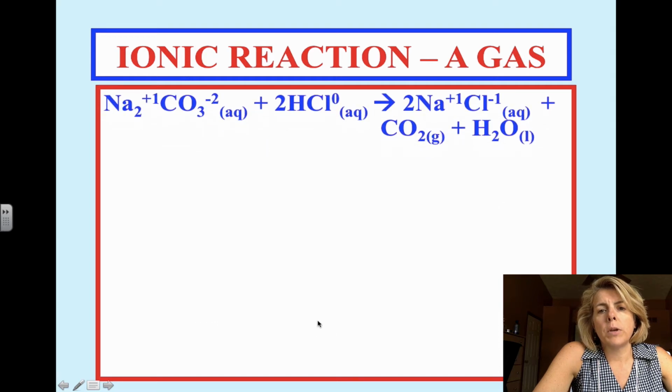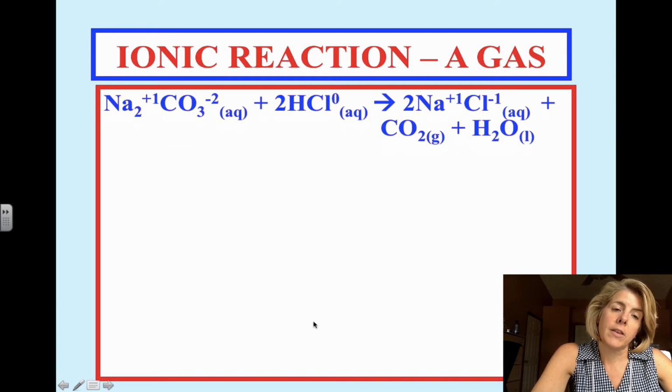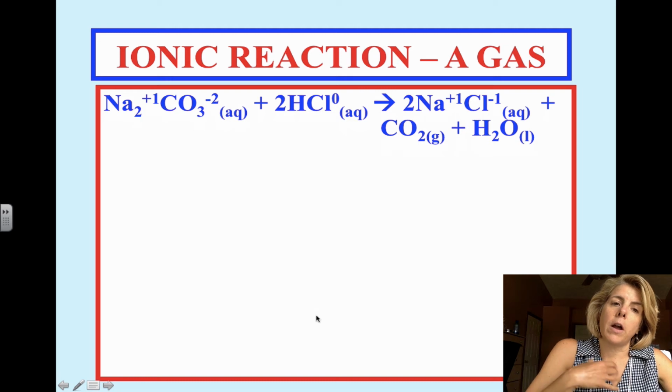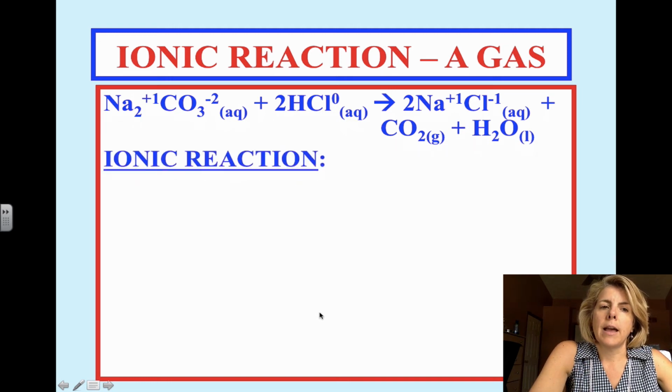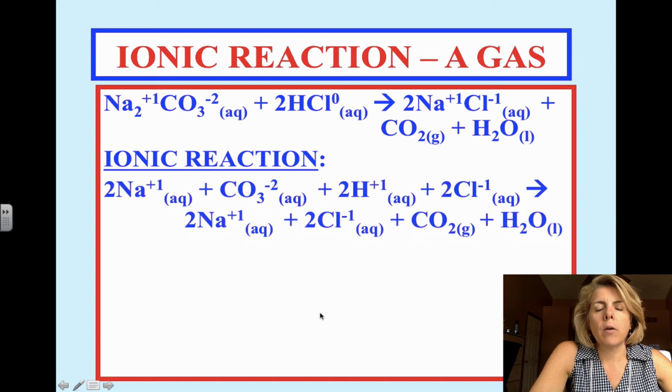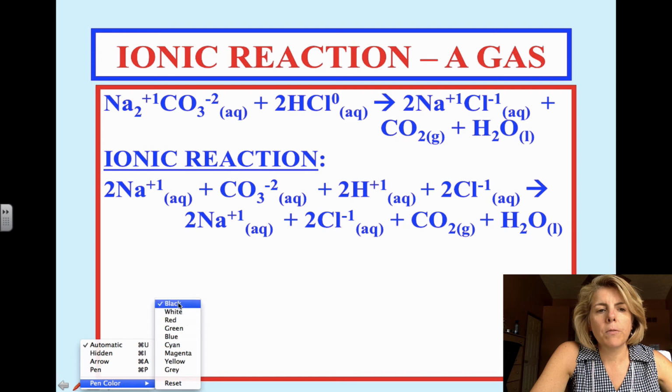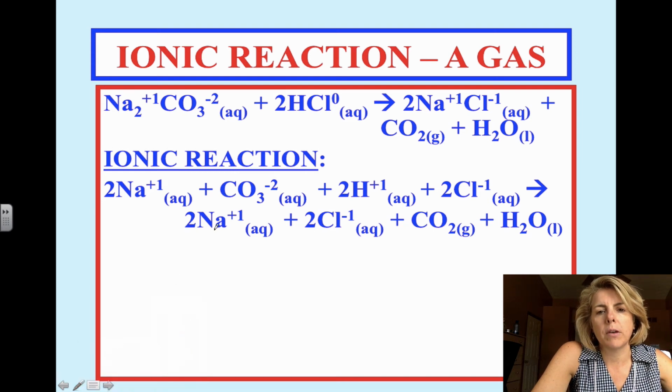Okay, here we go. We could have formation of a gas. Once again, we take the overall equation, break it down into individual ions, and look at where the spectator ions are. Once again, I'm going to look for where ions repeat themselves. Notice that I have two sodium ions. They appear on either side.